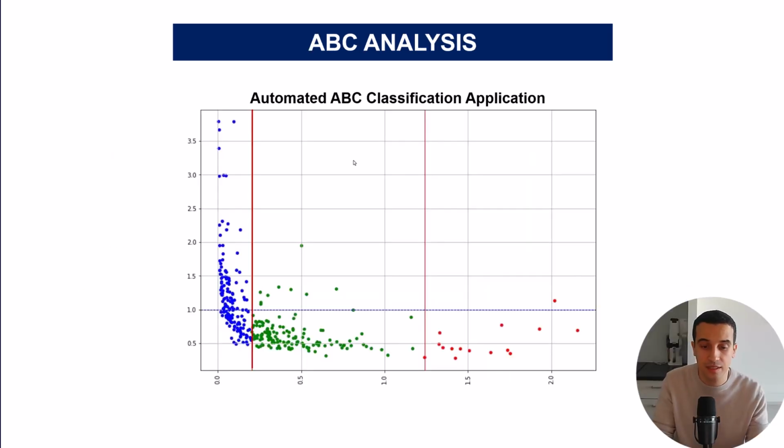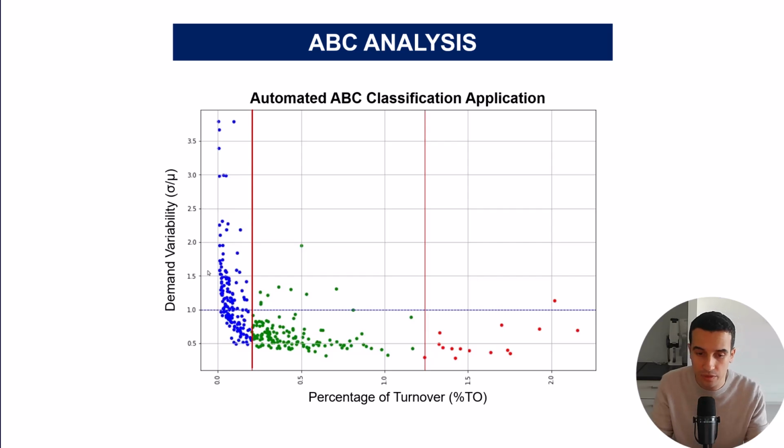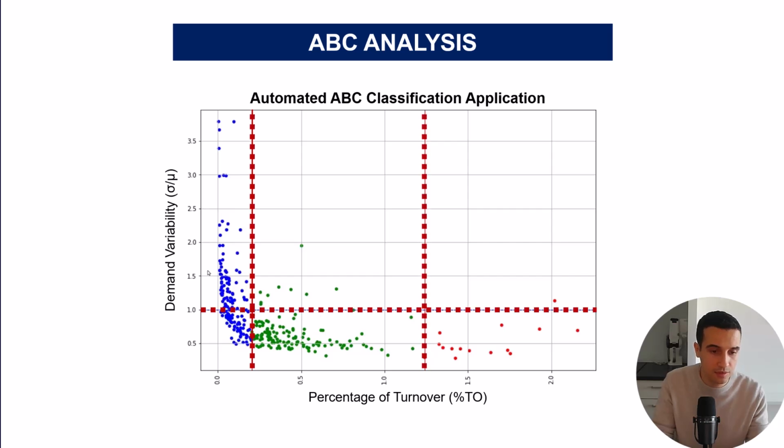ABC analysis is a technique used to categorize inventory items based on their importance and demand variability. So for instance, in this chart, the x-axis takes the contribution on the turnover in euros or in the sales quantity. On the y-axis, you have the coefficient of variation. That's basically the standard deviation divided by the average. And the items can be separated in three classes.